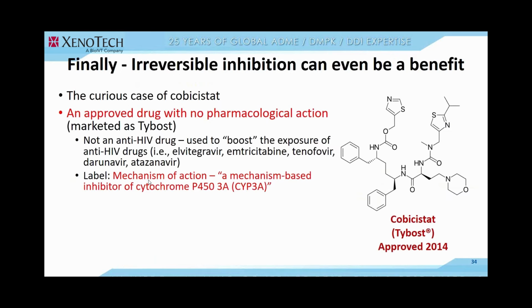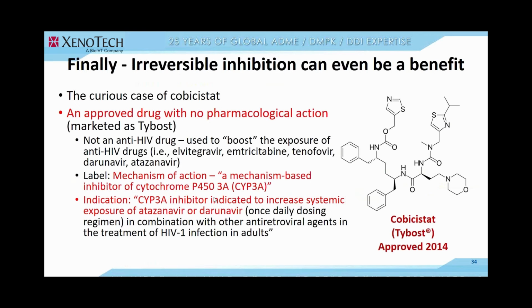It's used only to boost the exposure of other anti-HIV drugs listed here. And within the label, it says the mechanism of action is a mechanism-based inhibitor of cytochrome 3A4. And the indication also is a CYP3A4 inhibitor indicated to increase systemic exposure of atazanavir or darunavir in once-daily dosing regimen in combination with other antiretroviral agents in treatment of HIV-1 infection in adults.